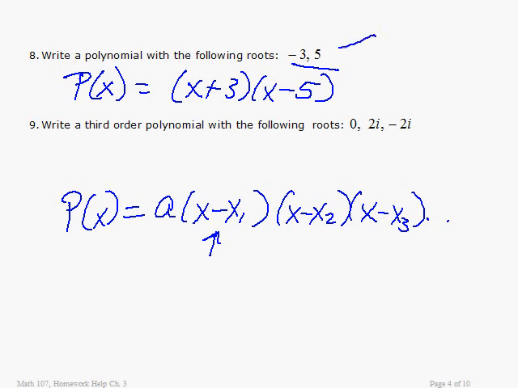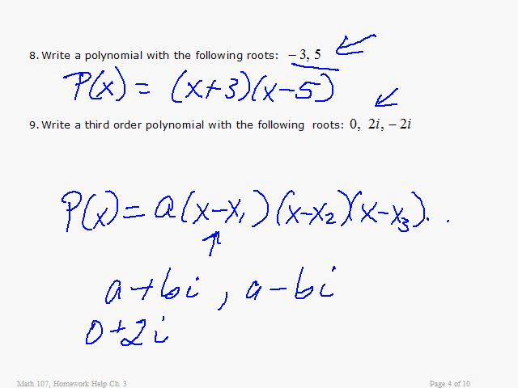In this case, we had real roots, and that was fine. Here you have roots, and you've got complex roots. Complex roots always occur in complex conjugate pairs. So if I have a plus bi, I will always have a minus bi. In this case, I have 2i. Well, it's really 0 plus 2i, so the other one is 0 minus 2i, and everything's accounted for.